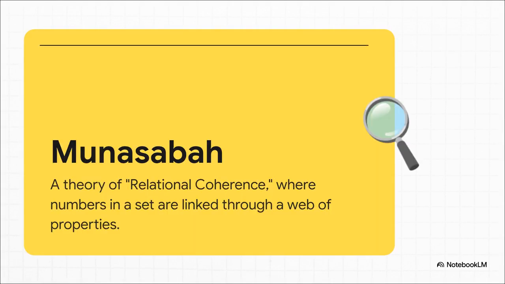So, what is munasabah? Well, at its heart, it's a theory of what you could call relational coherence. But an easier way to think about it is like this. It's a way to see a hidden web of connections. It suggests that some sets of numbers aren't random at all. They're actually linked together through all these shared and kind of beautiful properties.